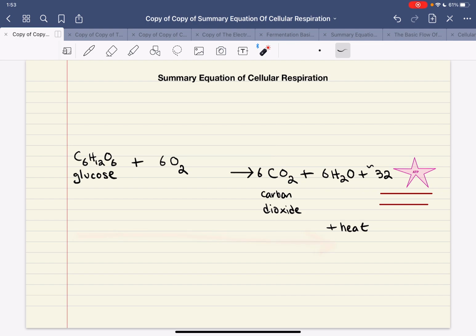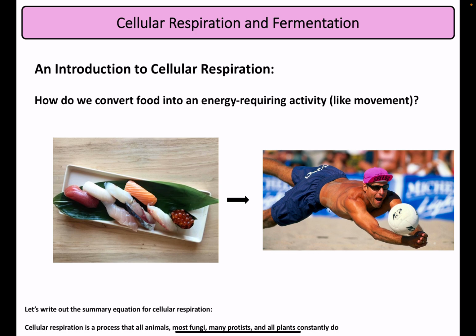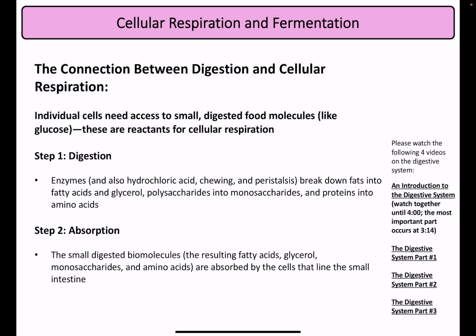But again, we're in a general bio class, so we care more about the big picture ideas, especially where things are happening, why they're happening from the perspective of the organism that's doing this, things like that, as opposed to numbers of certain molecules. You do need to know both, but I value more the big picture. So that's our summary. Moving on.